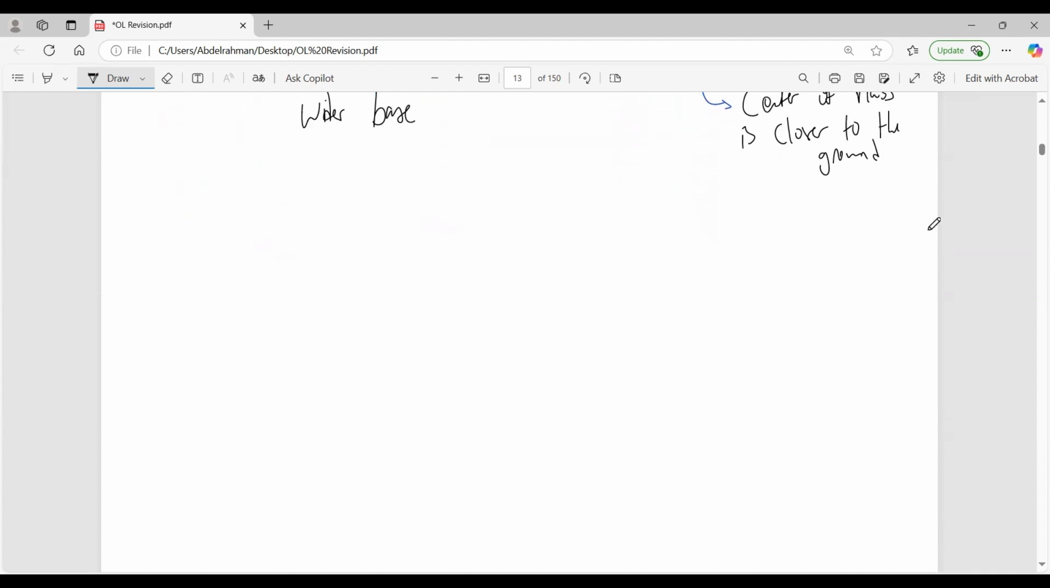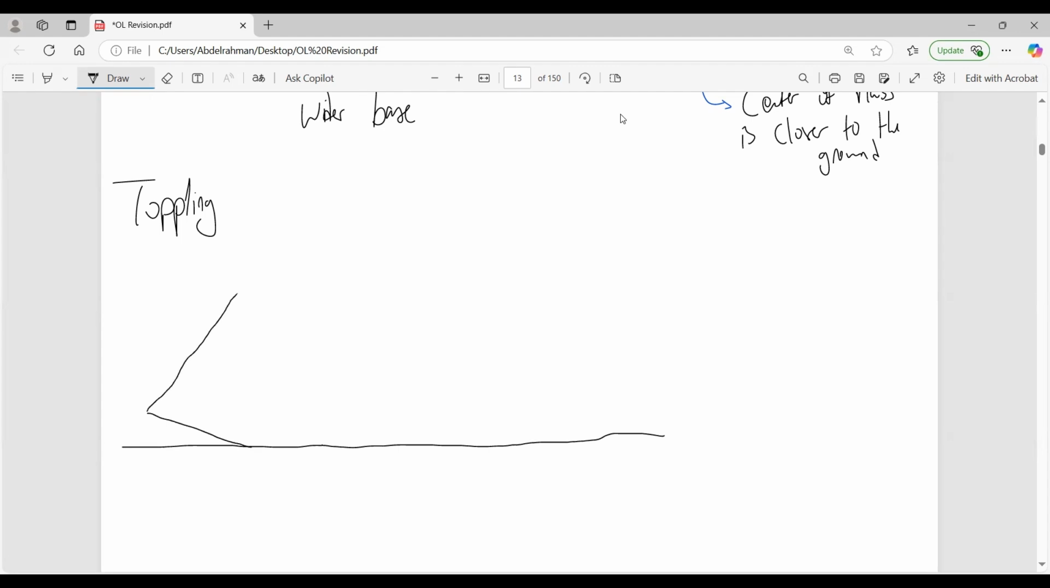Tipping over an object, or toppling over an object. What does toppling mean? It means that this object will tip or fall on its side. If I have an object and I want to topple it, let's say this is the ground. Like, if I have an object which is tipping over just a little, this is an object which is tipping over just a little, and this is the center of mass of the object.